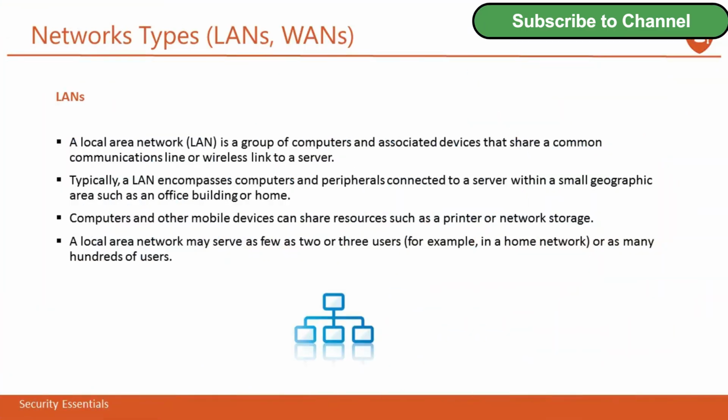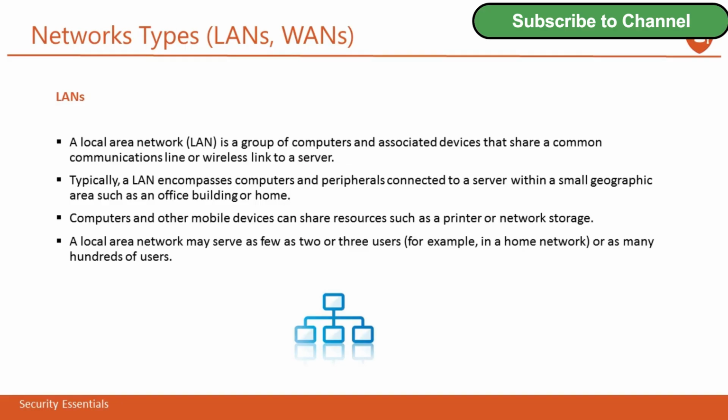So first is network types. Here I'm talking about LANs and WANs. So first, what is a LAN? A LAN, or a local area network, is a group of computers and associated devices that share a common communication line or wireless link to a server. Typically, a LAN encompasses computers and peripherals connected to a server within a small geographic area such as an office building or a home.